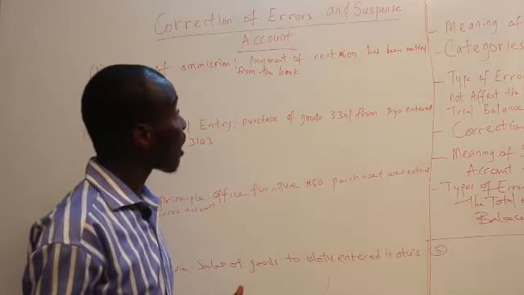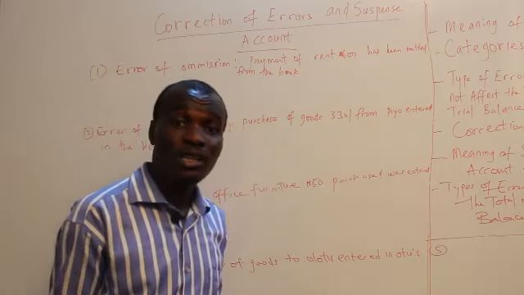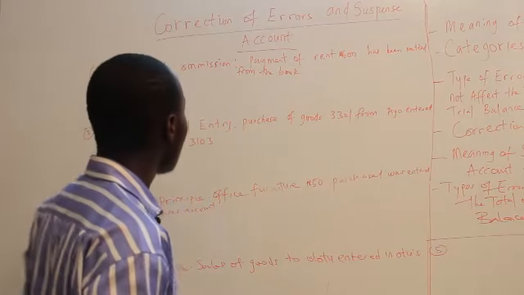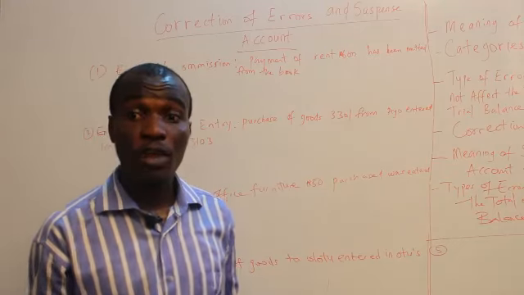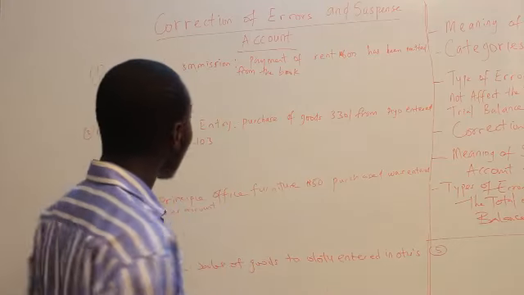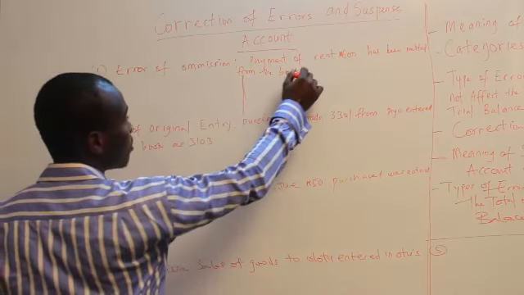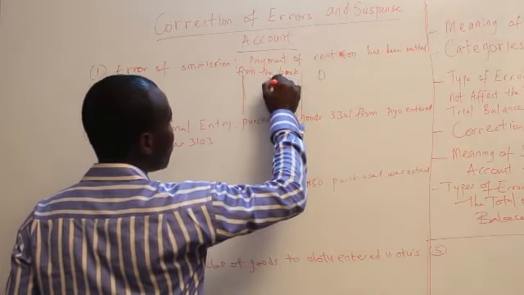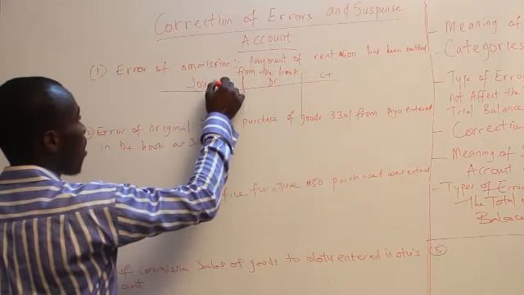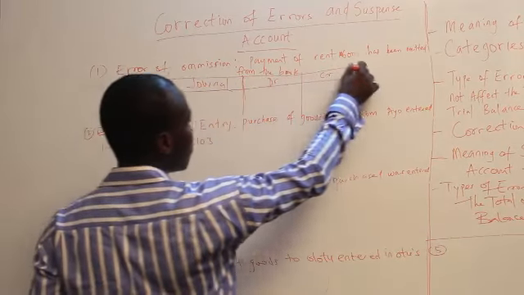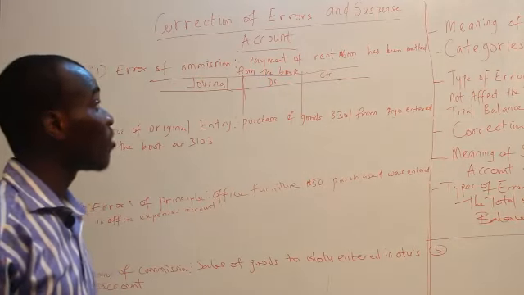Since the payment of rent is completely omitted, it means no account is being debited and credited. And generally we know that we use the journal in correction of errors. It's one of the usefulness of the journal. So we are going to use the journal in correcting that. So we open our journal account. So we have the debit and we have the credit. So we have the journal. Payment of rent 600 naira has been omitted from the book.